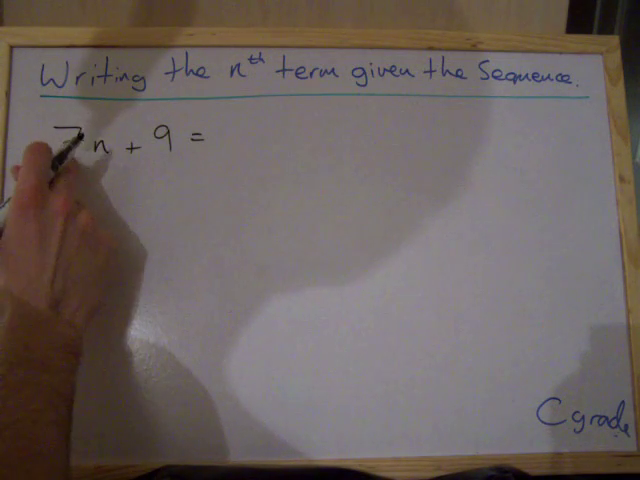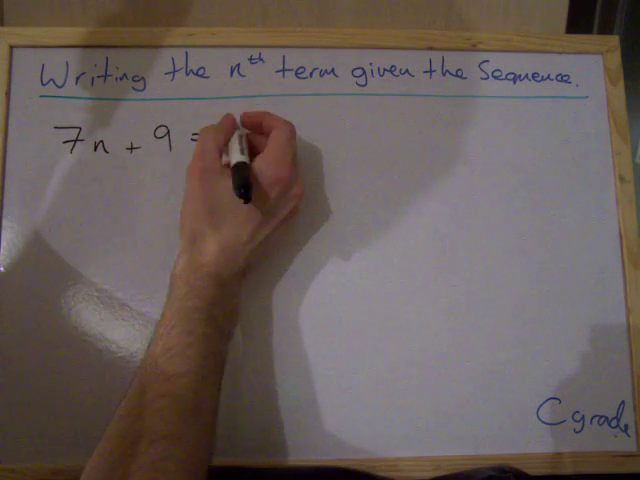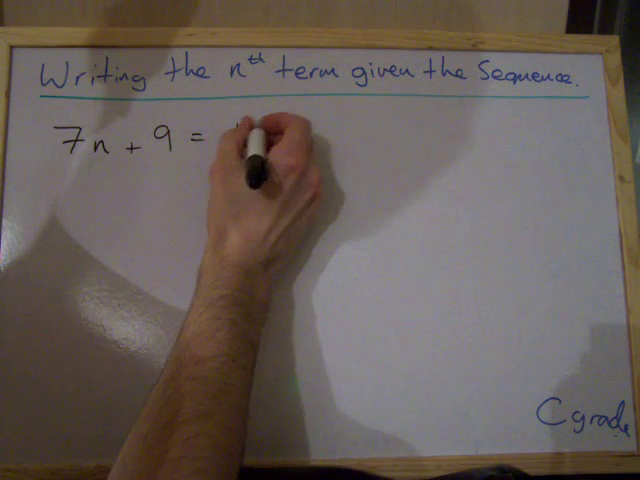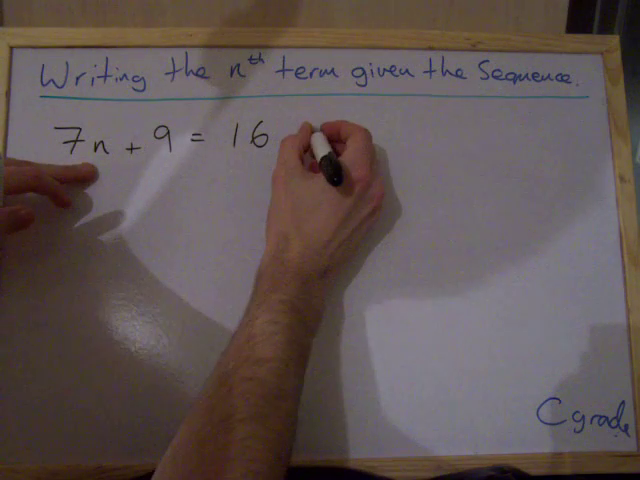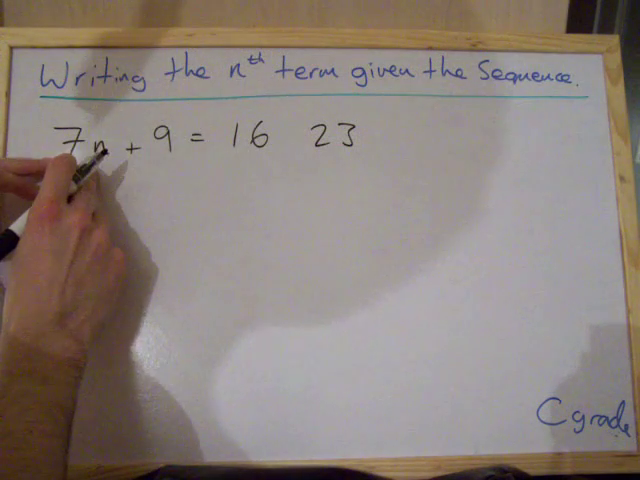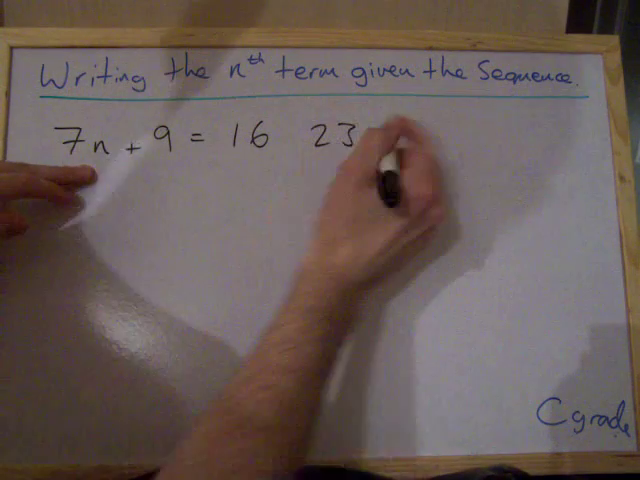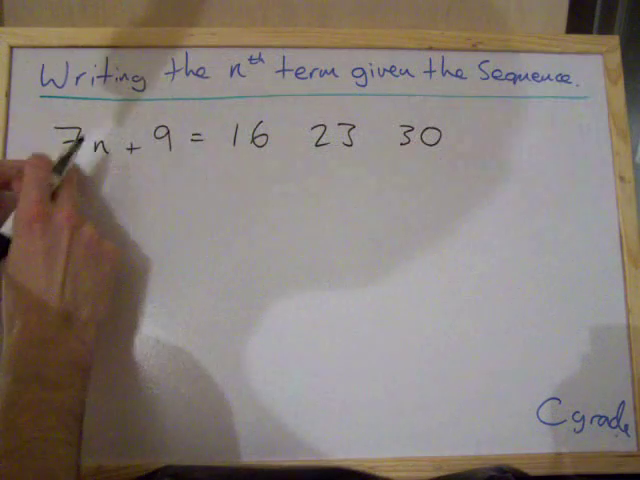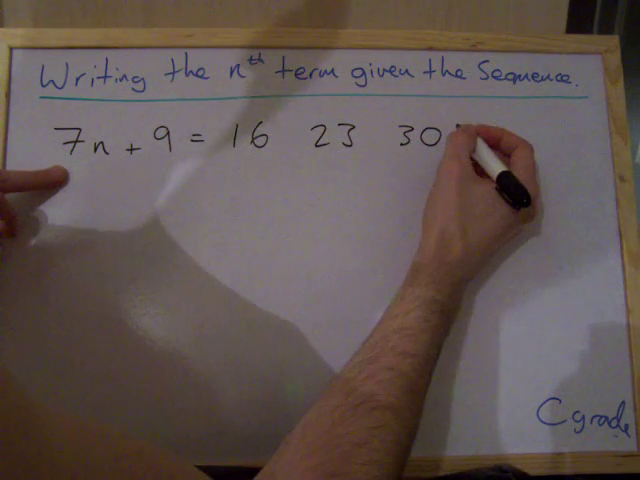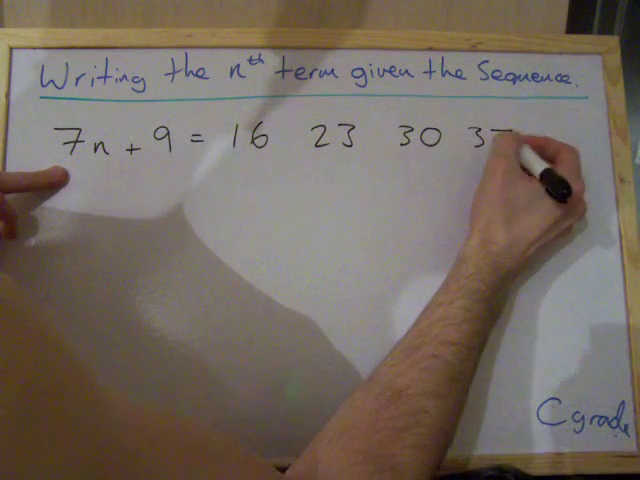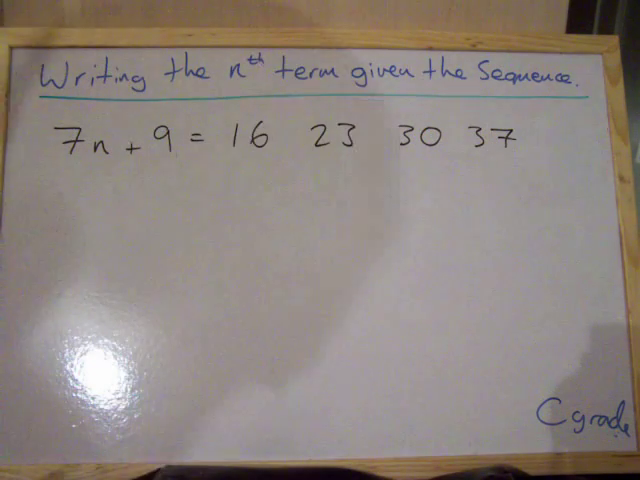So the first term is going to be 7 times 1, which is 7, plus 9, which is 16. The second term is going to be 7 times 2, which is 14, plus 9, which is 23. The third term is going to be 7 times 3, which is 21, plus 9, which is equal to 30. The fourth term is going to be 7 times 4, which is 28, plus 9, which is going to be equal to 37. I'm going to stop at the fourth term for now.